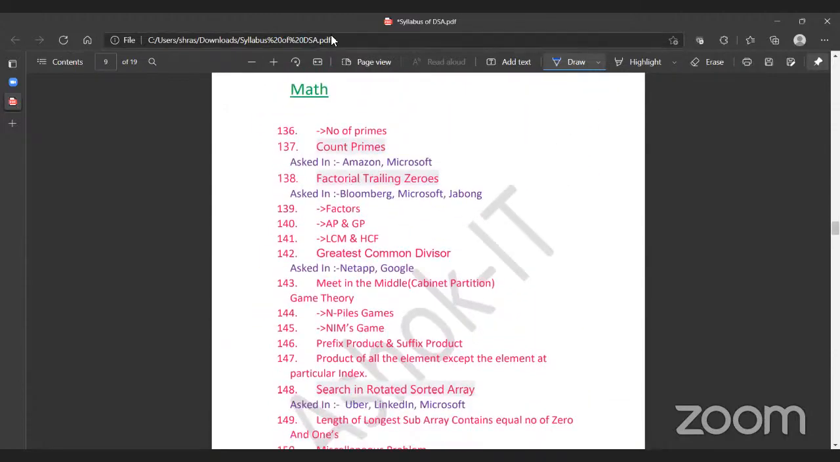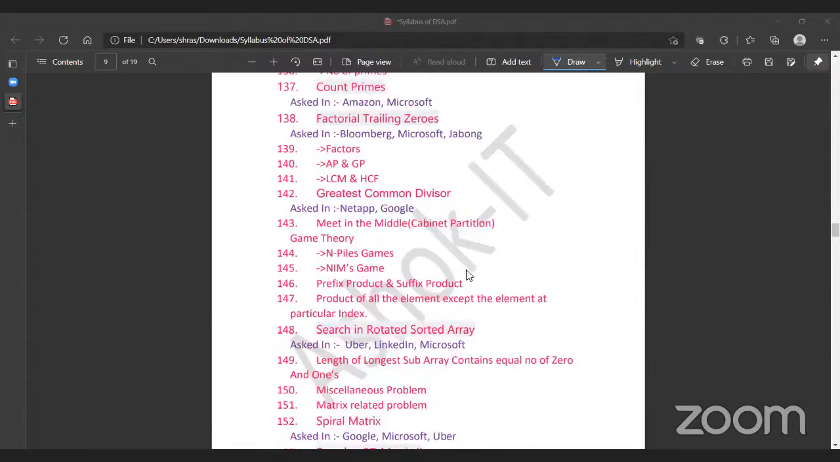Maths is coming again, but it's going to be the advanced one. Advanced topics that are asked in mathematics are going to be covered here. It's a topic which is important for both interviews as well as competitive coding.